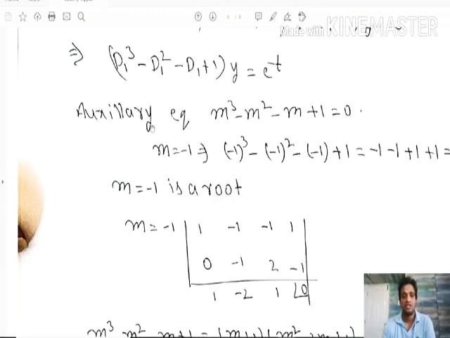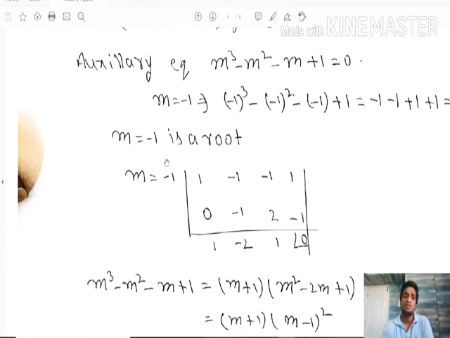So the auxiliary equation to find the complementary function is m cube minus m square minus m plus 1 is equal to 0. Using the trial and error method to find the roots, I substitute m is equal to minus 1, and this total value becomes 0. So m is equal to minus 1 is a root for the given equation. Here it is a cubic equation, that means we got only one root. We have to find the other two roots.